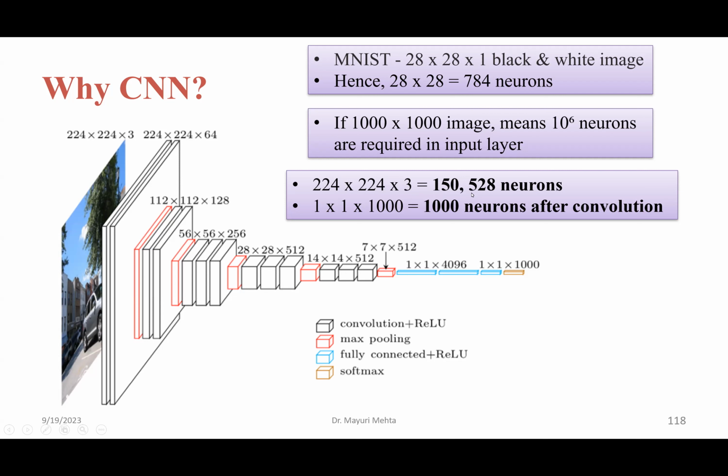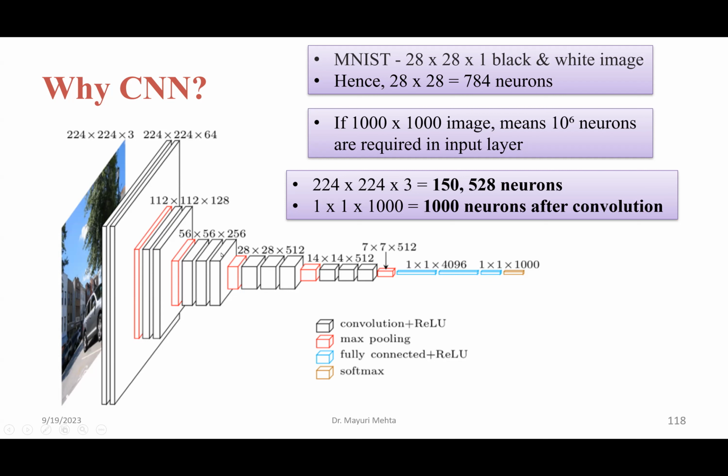Now, if you proceed without convolution, then you need 224 cross 224 cross 3, which is equal to 1,50,528 neurons in the input layer. But after applying convolution, your input tensor dimension is reduced to here.